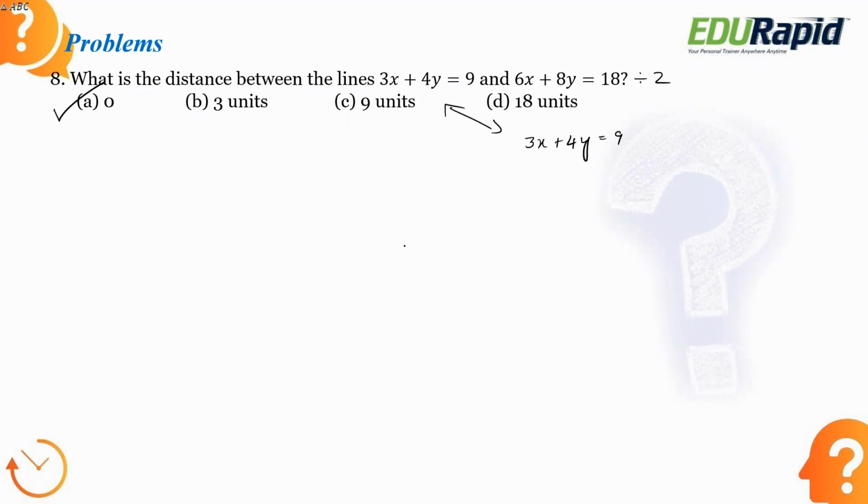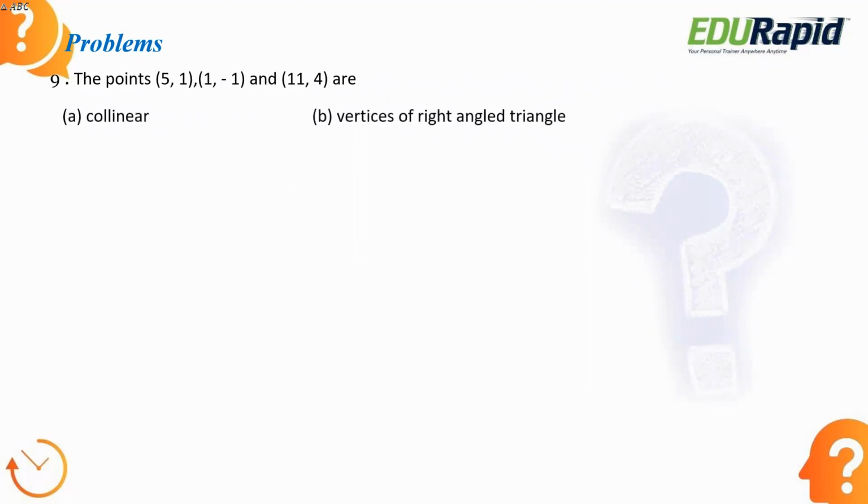Okay. Since both the lines are coincident to each other, the distance between them would be 0. Here the points are given as 5, 1, 1, minus 1 and 11, 4. What about these points? Are they collinear? Are they vertices of a right angle triangle? Are they equilateral, or are they vertices of isosceles?